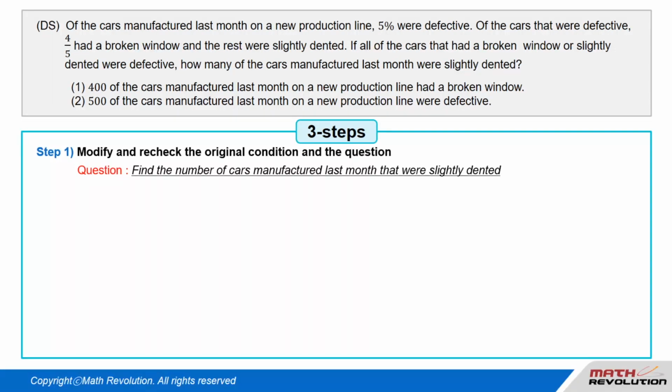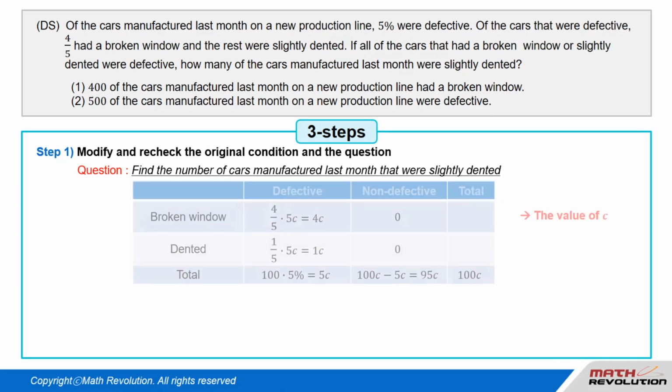Follow the first step of the variable approach by modifying and rechecking the original condition and the question. We have to find the number of cars manufactured last month on a new production line that were slightly dented. This question is currently the most frequently appearing type of question in the GMAT math section. We call this a complementary 2 by 2 question. Let's first draw a table as below.